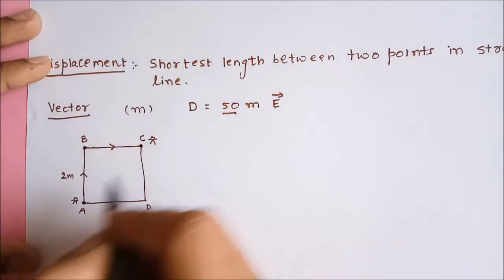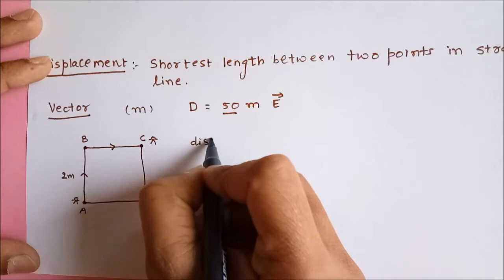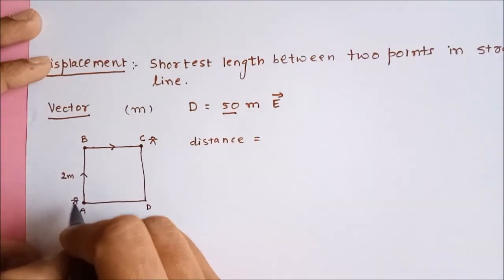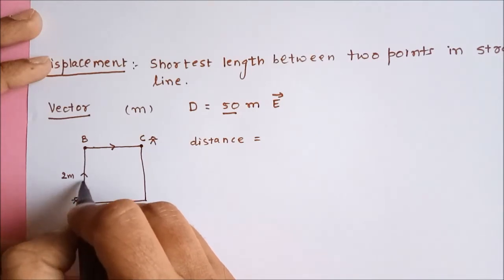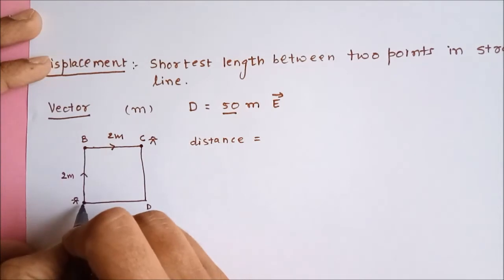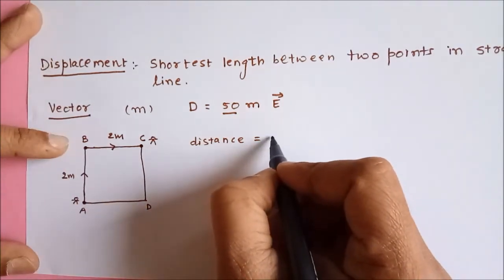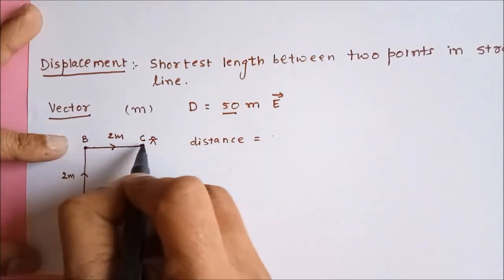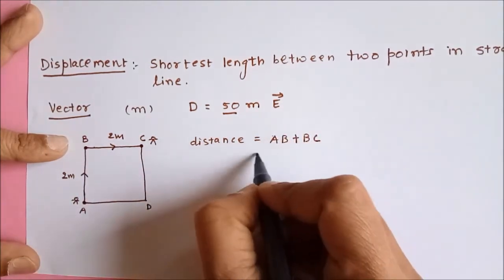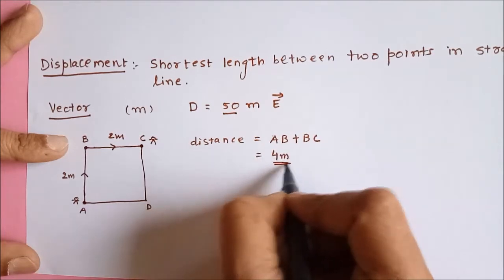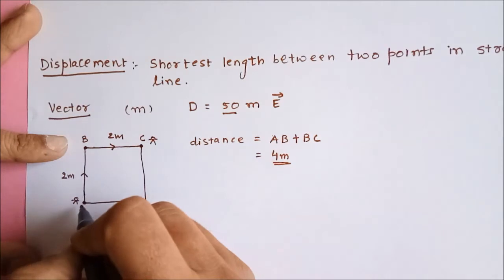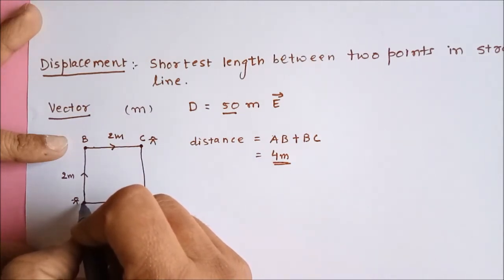Then the distance traveled would be equal to the length of the path. That means this plus this. This is also 2 meter. So the distance traveled by the person is the length of the path, that is AB plus BC, so that is 4 meter, right?